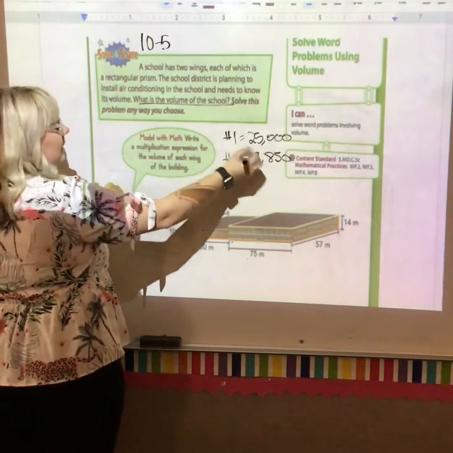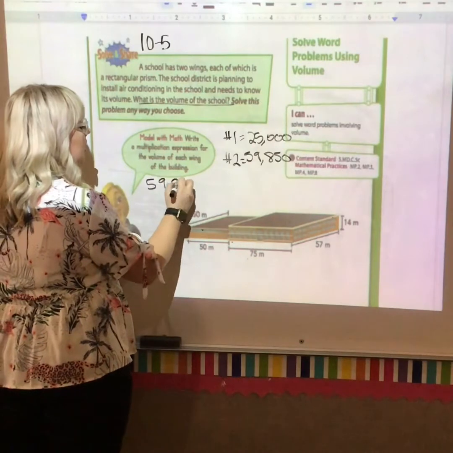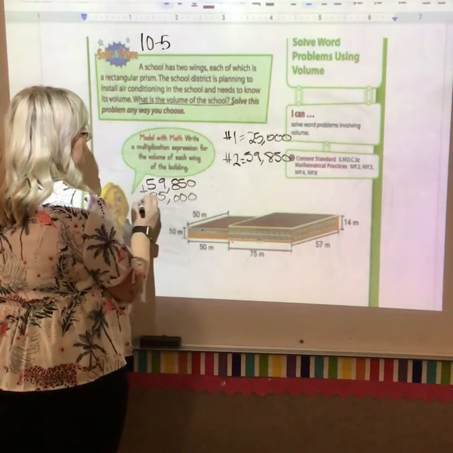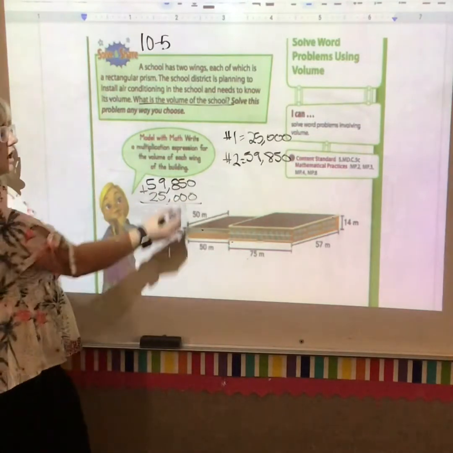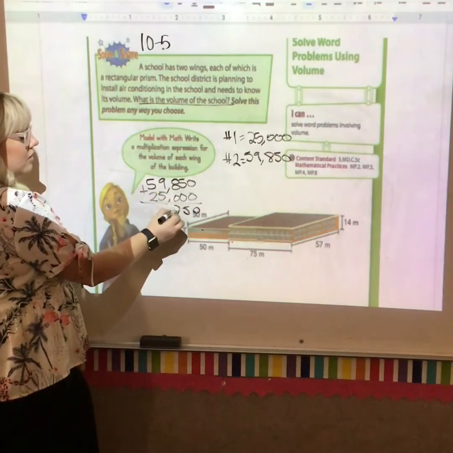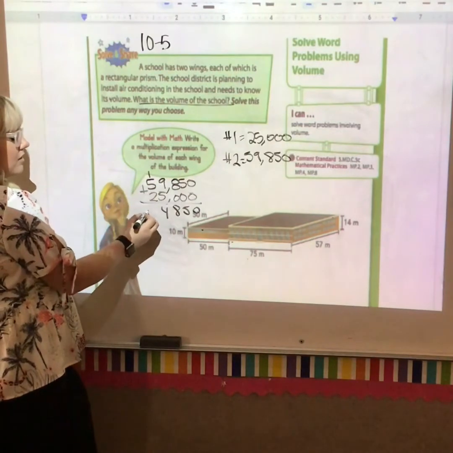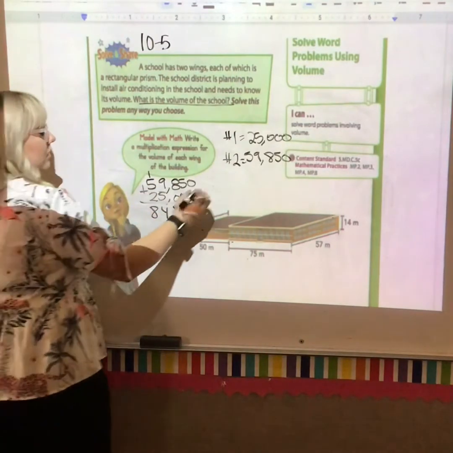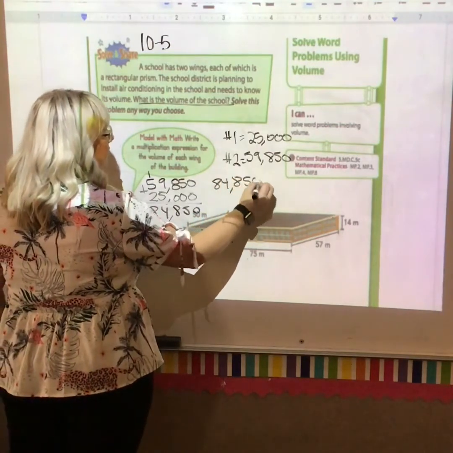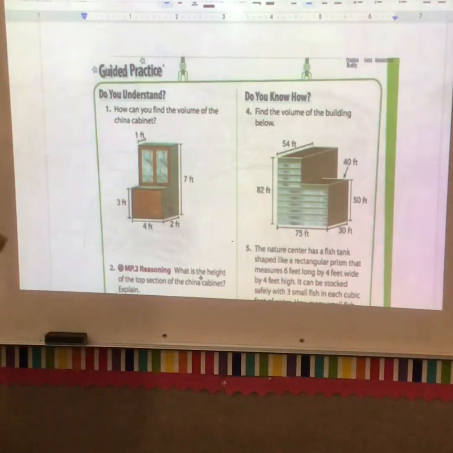So now you need to add these two numbers. So you're going to set up this problem. Plus 25,000. And this will give you the volume of the entire school. 0 plus 0 is 0. 5 plus 0 is 5. 8 plus 0 is 8. 9 plus 5 is 14. Carry the 1. 5 plus 2 is 7 plus 1 is 8. The volume for the entire school is 84,850 meters.